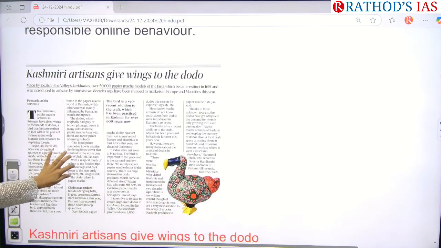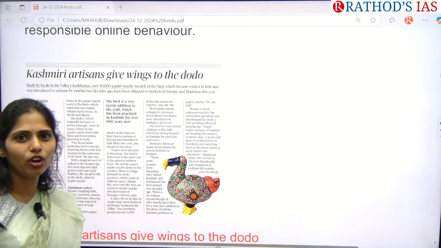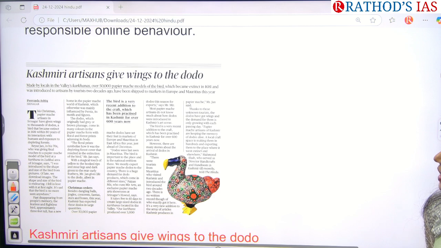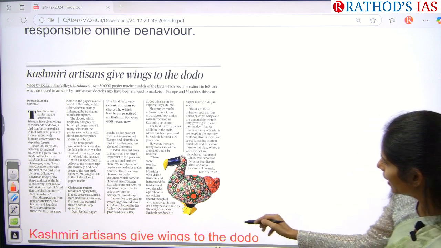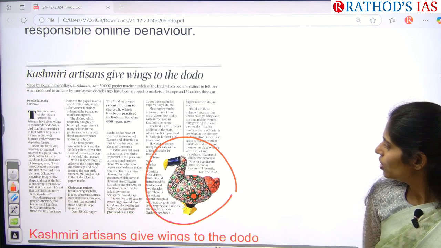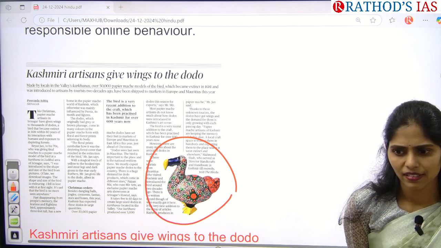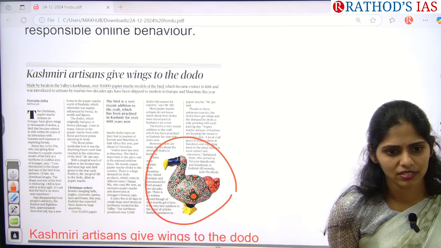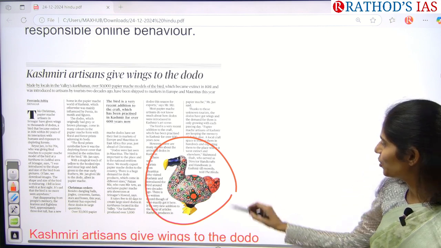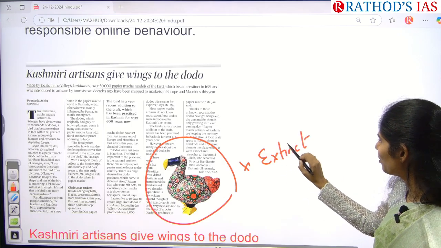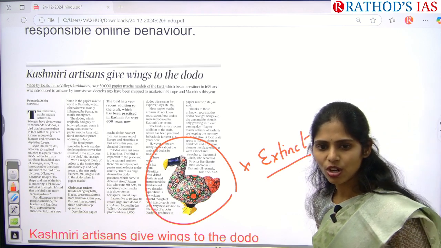Okay, see this article, read the title. Kashmiri artisans give wings to Dodo. Have you heard this word, Dodo? What is that? So this bird that you can see here is the Dodo. Have you seen this bird anywhere? Actually, you can't see this because it is extinct. So what is the meaning of extinct? Which is not present now.